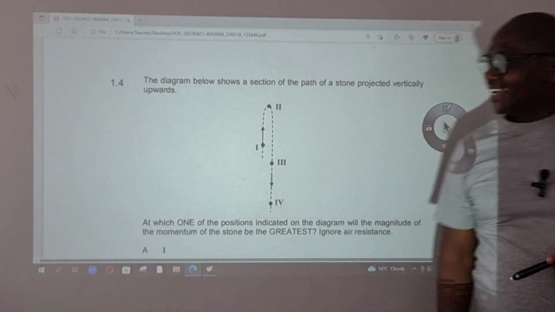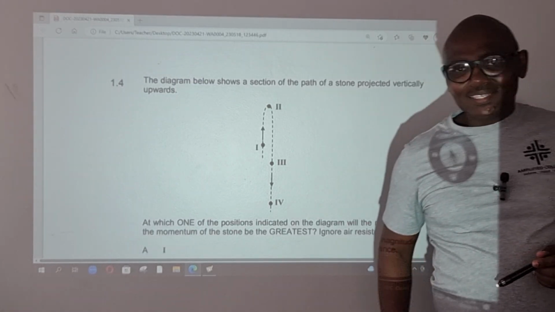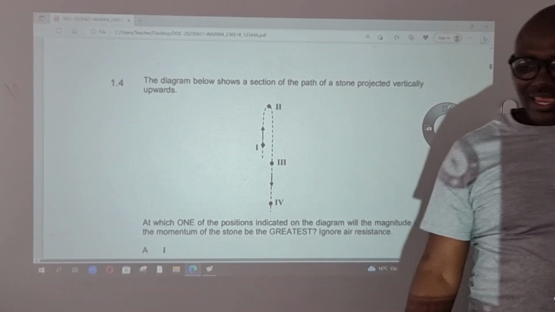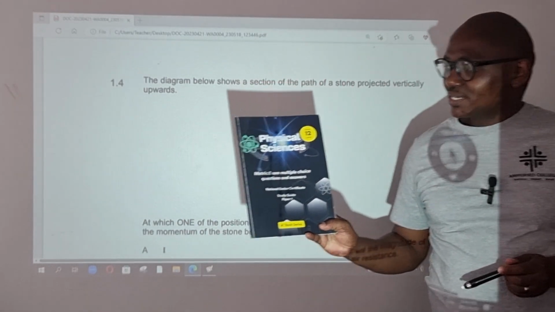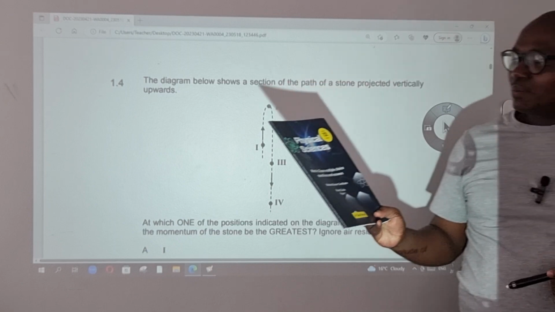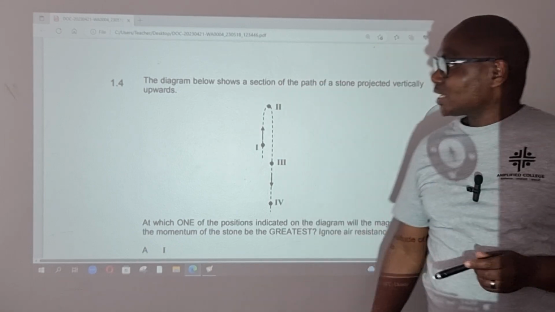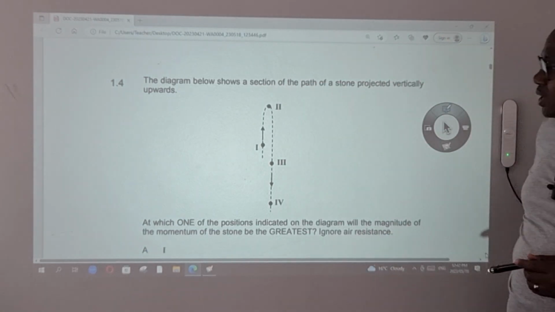Greetings again, scholars. We are looking at these multiple choice questions taken from this study guide, Physical Science Grade 12 Matric Exam multiple choice questions. We are looking at 1.3 now.